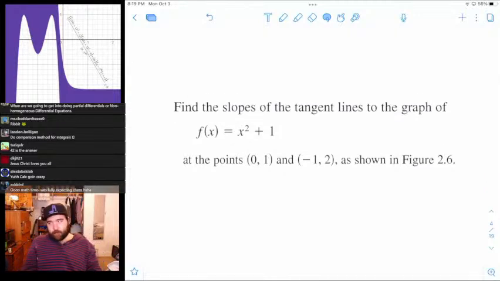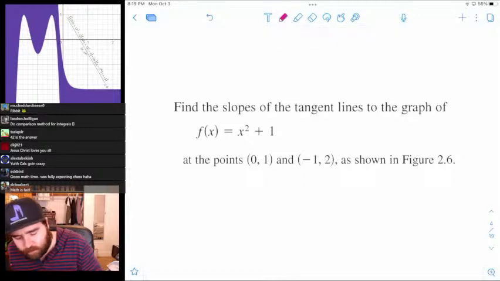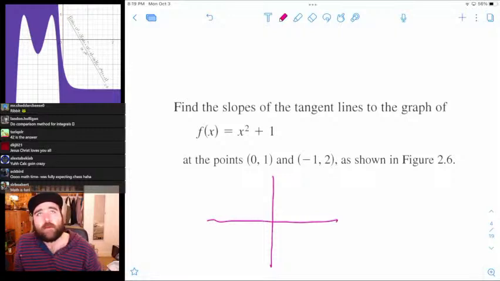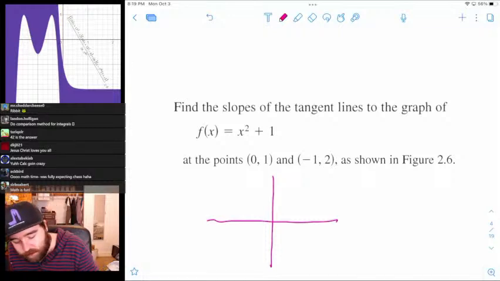So, right. So this problem we're going to have to use the derivative for, I think. So what are we doing? Find the slopes of the tangent lines to the graph of f of x equals x squared plus 1 at those points. So first we should picture the graph because it's always very helpful to picture the graph. So let's picture the graph. X squared plus 1. What does x squared plus 1 look like? Well, it's a parabola. More specifically, it's a parabola moved up 1.